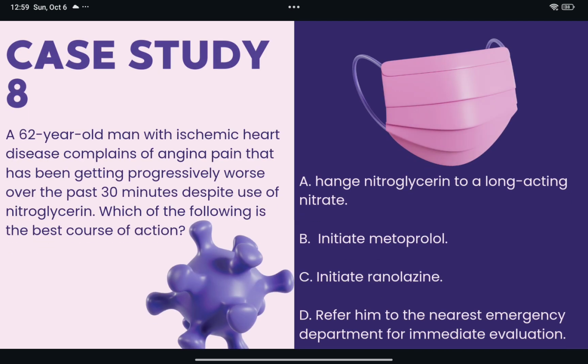A 62-year-old man with ischemic heart disease complains of angina pain which has been getting progressively worse over the past 30 minutes despite the use of nitroglycerin. Which of the following is the best course of action? Here there is unstable angina and it requires immediate evaluation, that is crescendo angina. So we have to initiate ranolazine. Option C is correct.